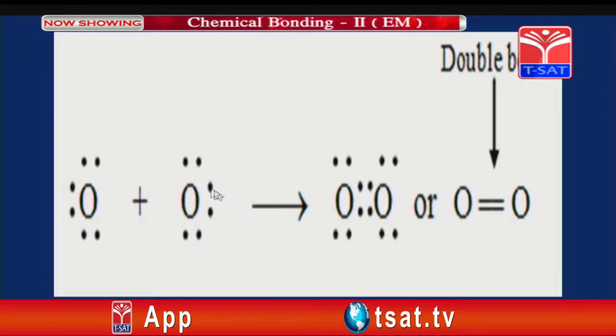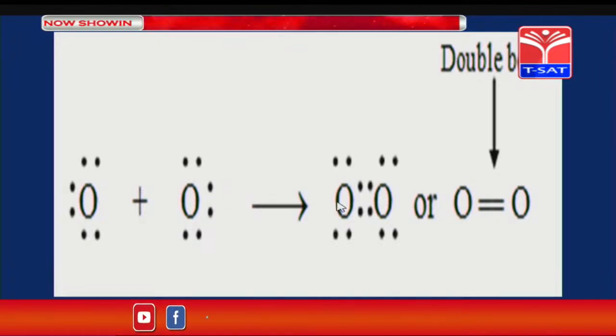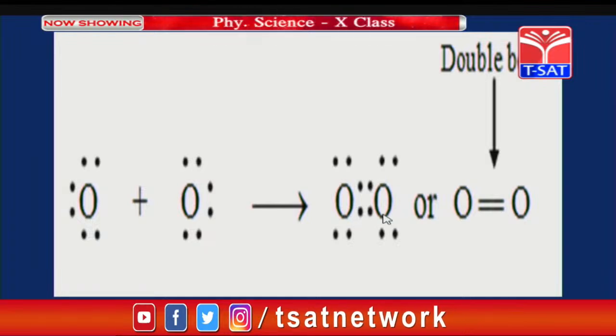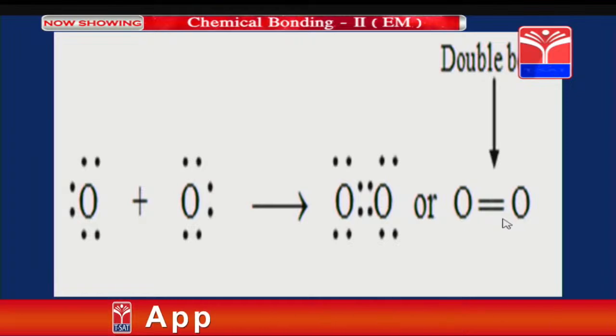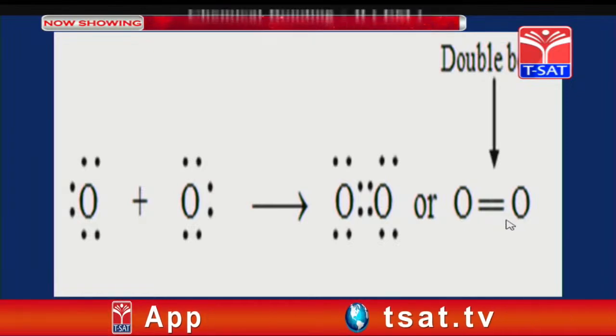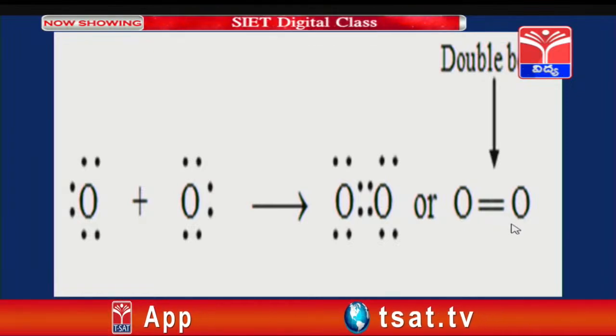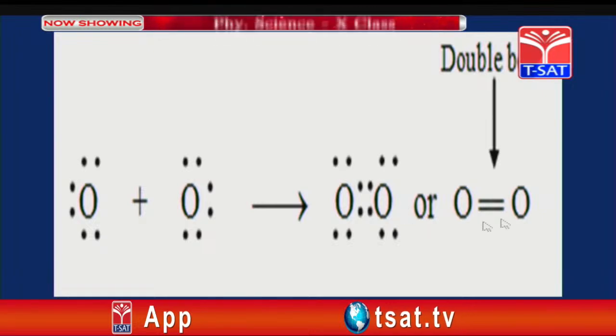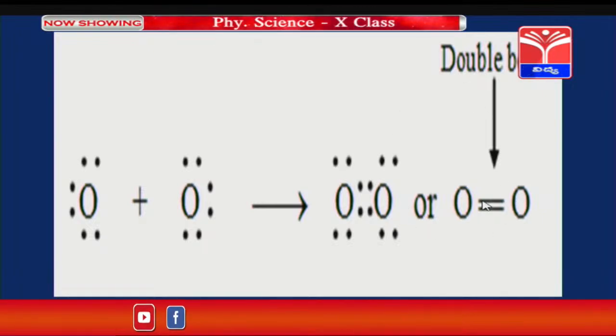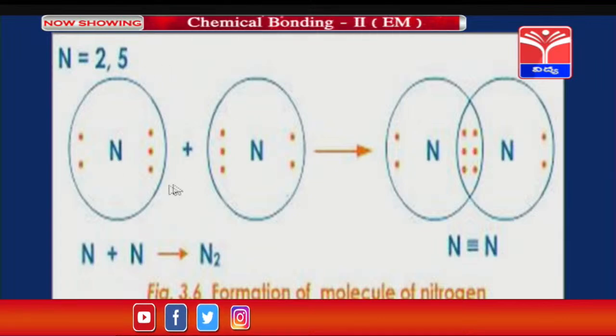6 electrons in the valence shell, 2 oxygen atoms come closer, this is one pair of electrons they are sharing, and this is the second pair of electrons they are sharing. Thus they are forming a double bond, 2 covalent bonds together. This is a multiple bond formed. As there are 2 pairs of electrons shared, we call this a double covalent bond. Now let us see another example, children.